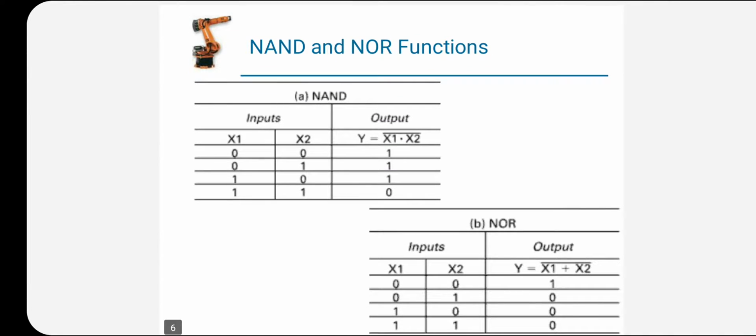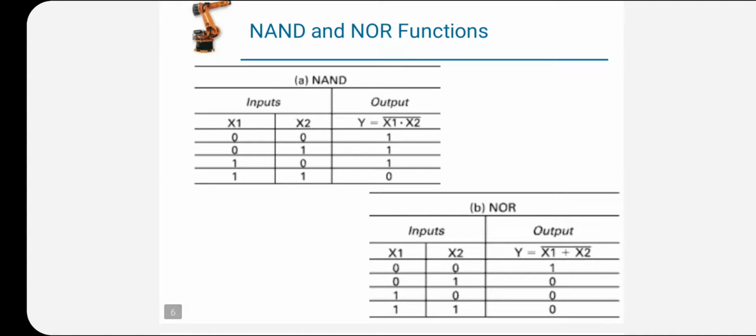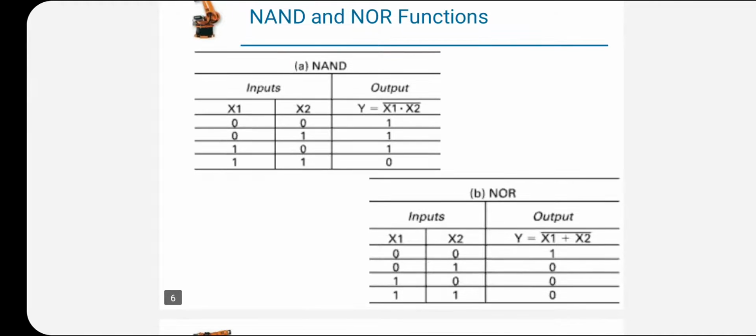Okay. Then NAND. NAND is a combination of NOT and AND. So here, if x1 is 0 and x2 is 0, so you can see the AND value is 0. But reverse of 0 is 1. That's why y equal to 1. And it is called NAND.